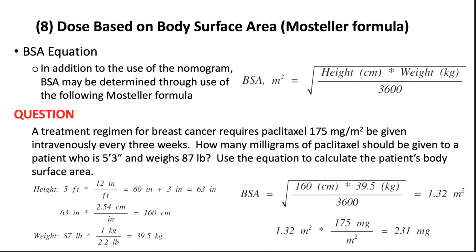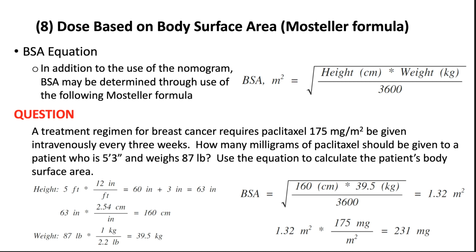When pharmacists and prescribers have made mistakes, like an example here, instead of doing 175 milligrams per meter squared like it should have been, if you treated that like 175 milligrams per kilogram, then you would have multiplied the 175 times 39.5 instead of the 1.32. You would have gotten a much larger number. And unfortunately, those overdoses often involve chemotherapy type drugs, which are particularly toxic and have been invariably fatal.